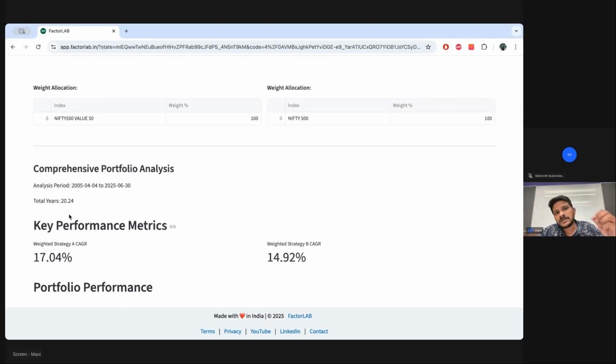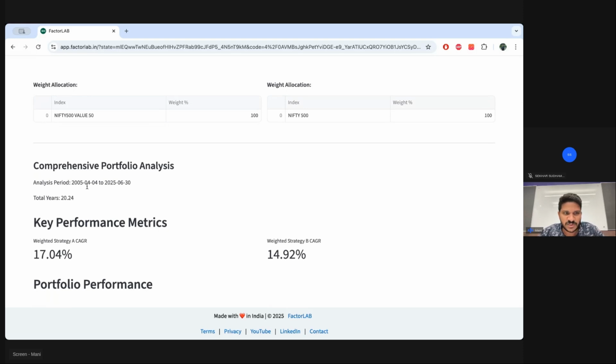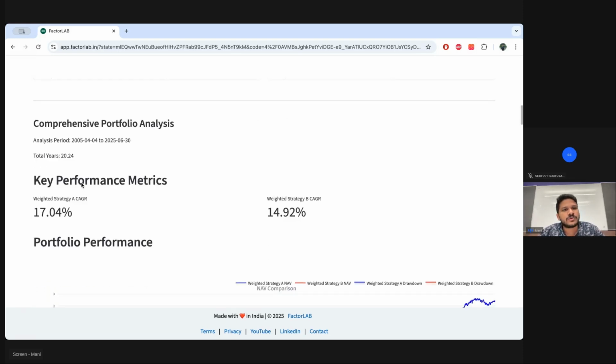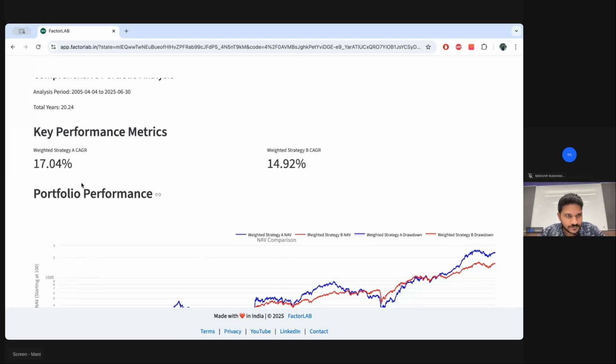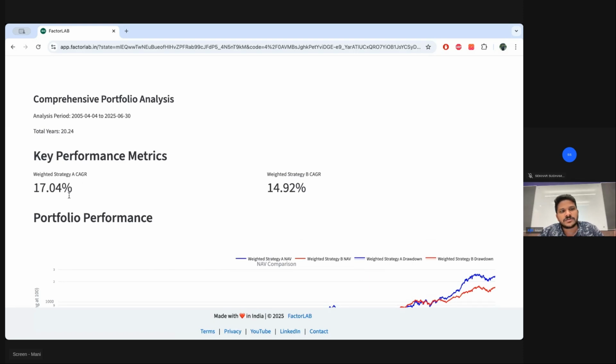There are a few indices which do not have data from 2005. In that case, it will show the common dates across these indices. So it could be 2005, sometimes it could be 2009. Just make sure you're looking at this to know where you're starting from. Now, when you look at this, you see that strategy A, which is Nifty 500 Value 50.